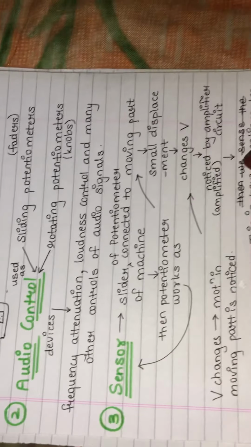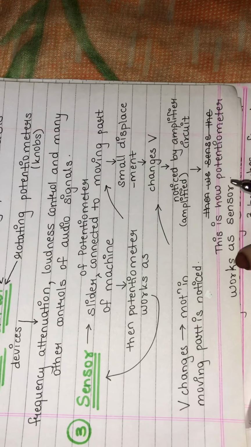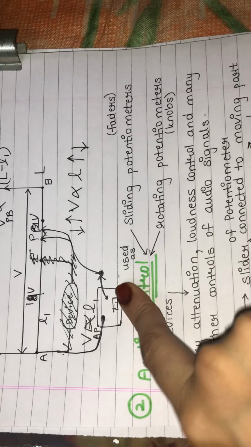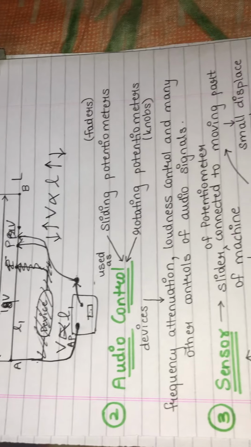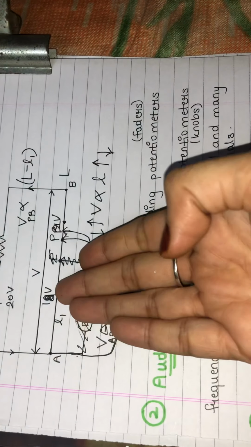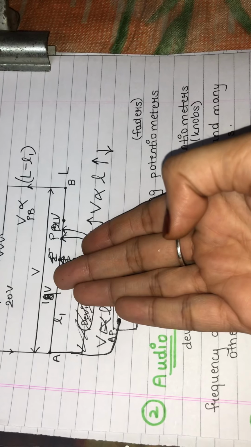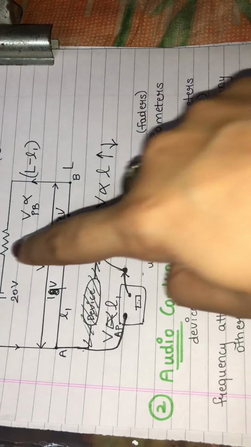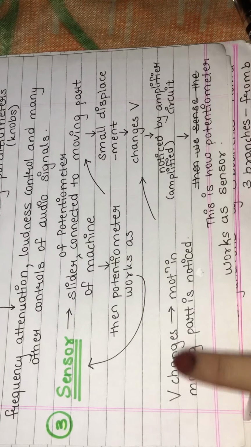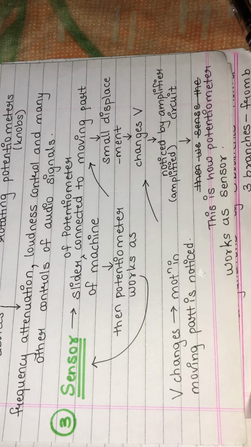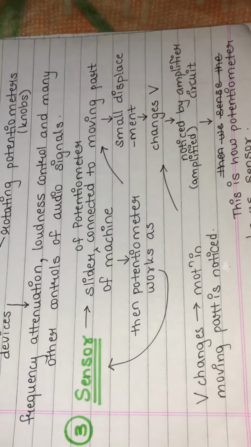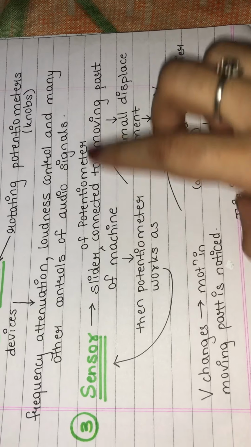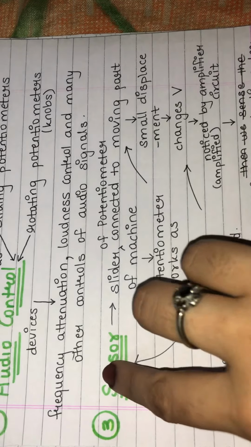That means this is how your potentiometer works as a sensor. Change in the voltage means this moving part has moved. Sense हो गया ना motion. कैसे motion sense हुआ? Voltage change हुआ potentiometer का. Voltage potentiometer का change हुआ तो हम बता सकते हैं कि यहाँ पर motion हुआ. So this motion can be sensed using your potentiometer. So voltage change shows us the motion in the moving part, or the motion in the moving part is noticed whenever the potential changes. Okay, so if you connect the slider of the potentiometer to the moving part of the machine, then the potentiometer works as a sensor.